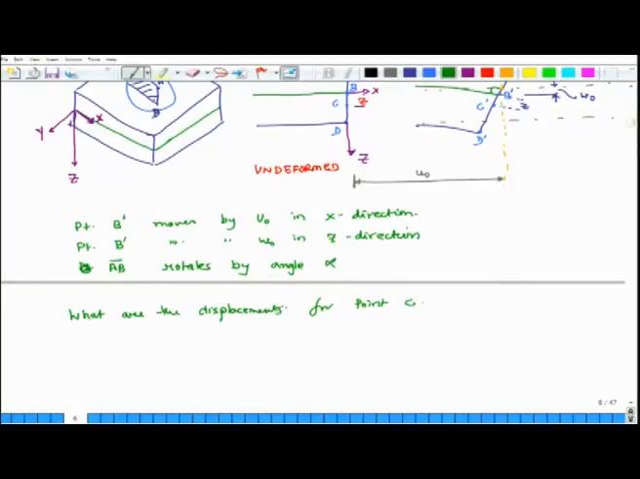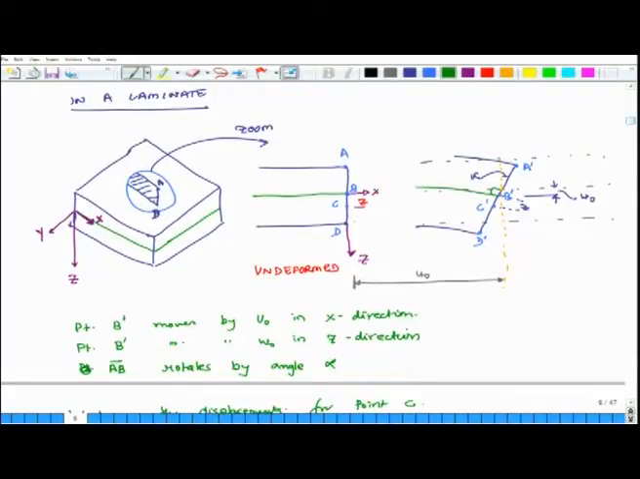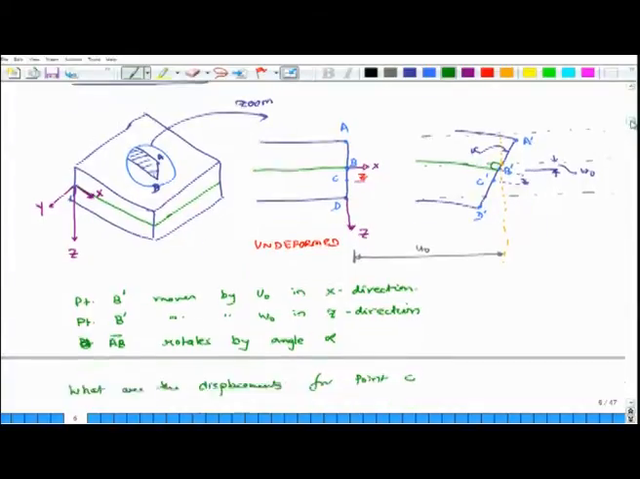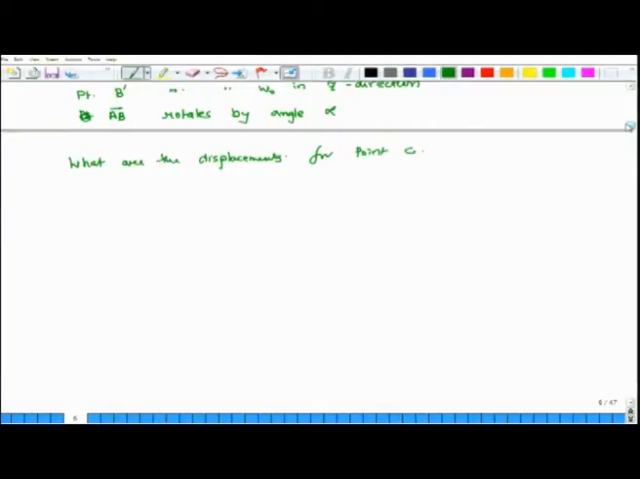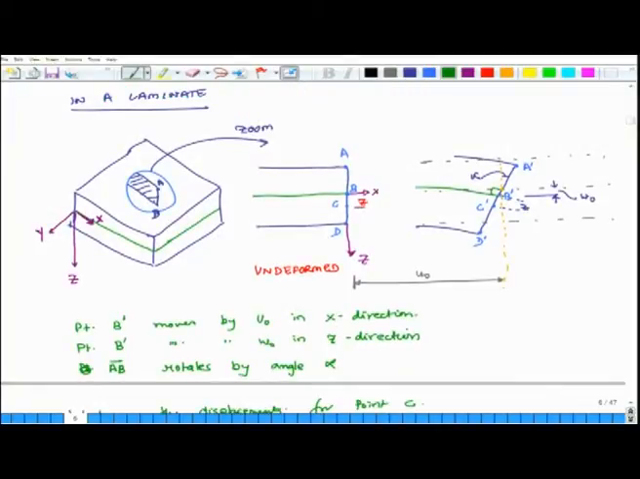And point C is any point lying on line AB, and it is z millimeters or meters off from the midpoint, midplane. Okay. So, we want to figure that out. So, displacement of point C in x direction is equal to what? See, it is equal to this distance.